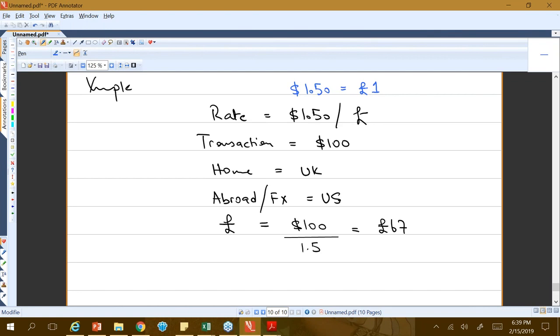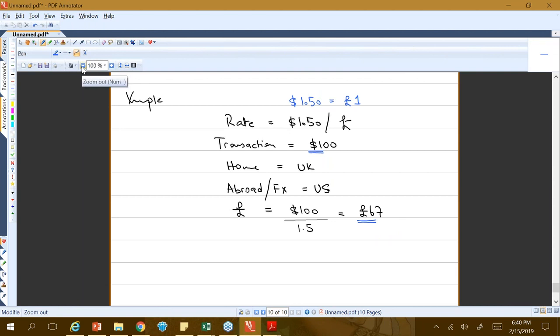I'm not talking about the currency's value. I'm talking about the number itself. So the pound answer would always be less than the dollar answer. So if I have a dollar transaction of $100, that means the pound answer should always be lesser. So it will only become lesser once I divide by 1.5. Because if you multiply by 1.5, you get a bigger answer, which would be wrong anyway. So £67.